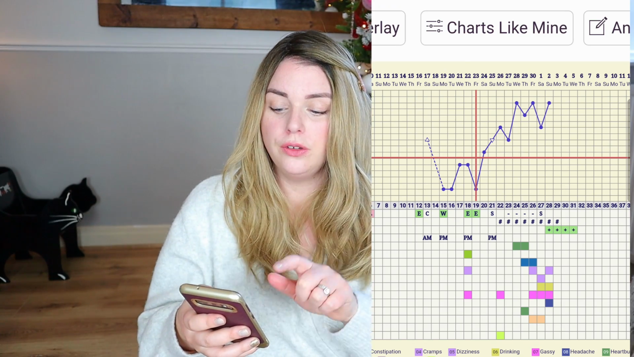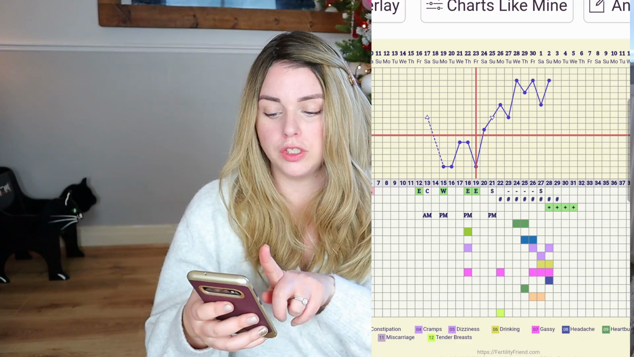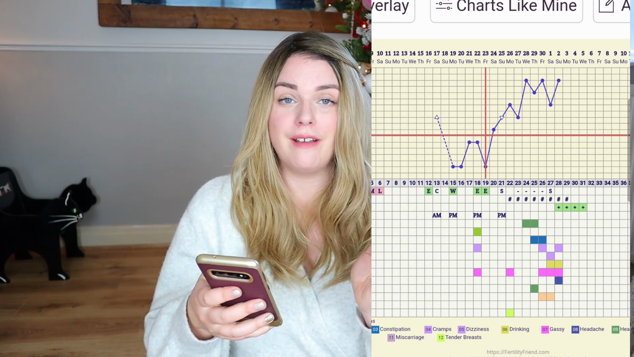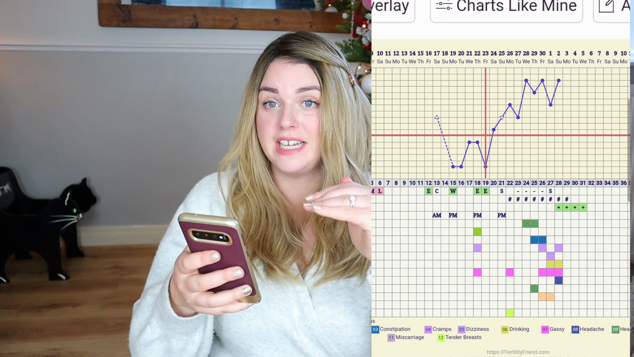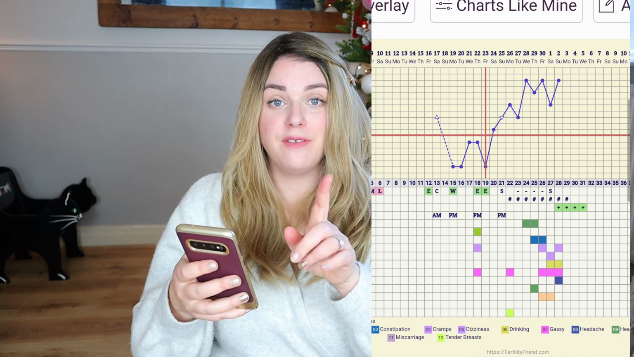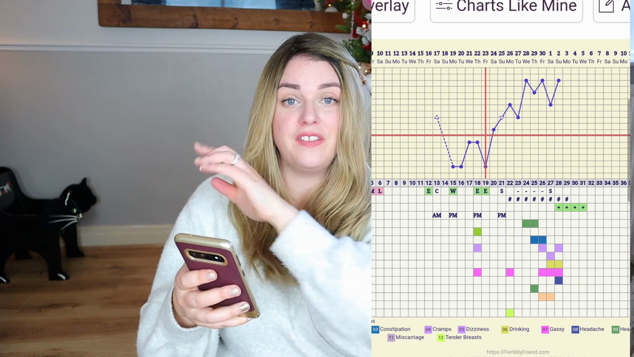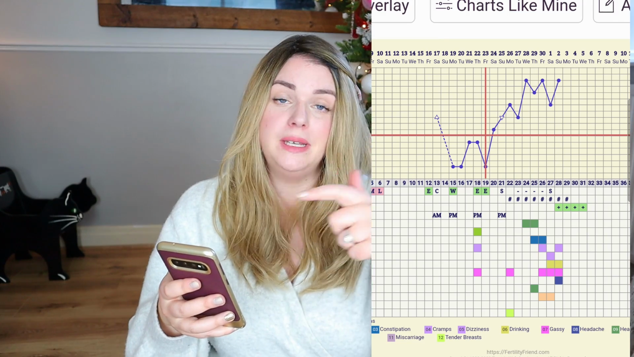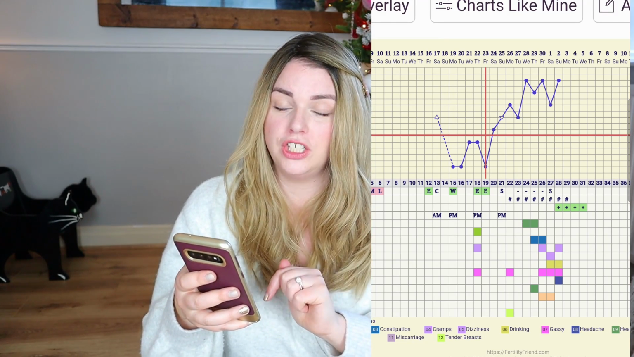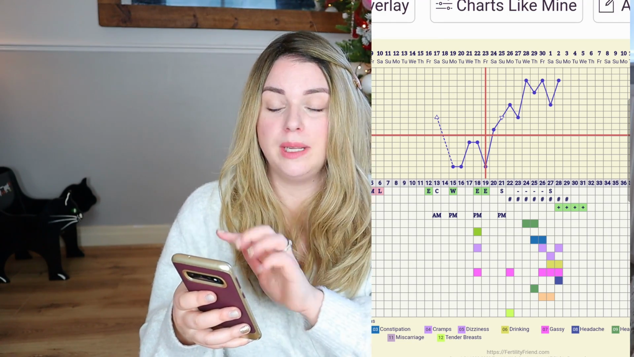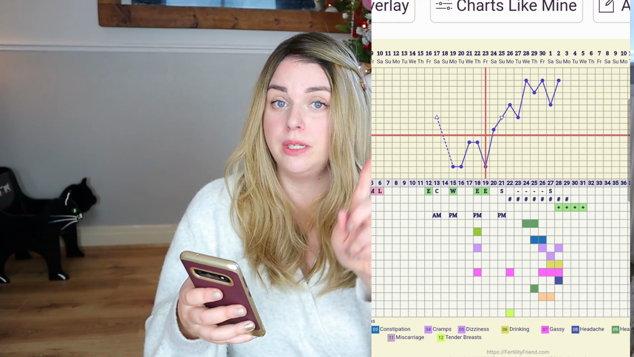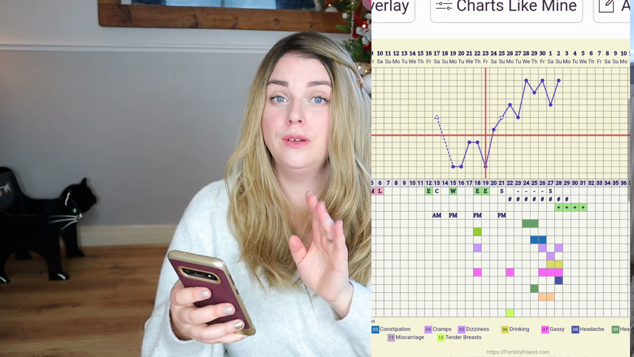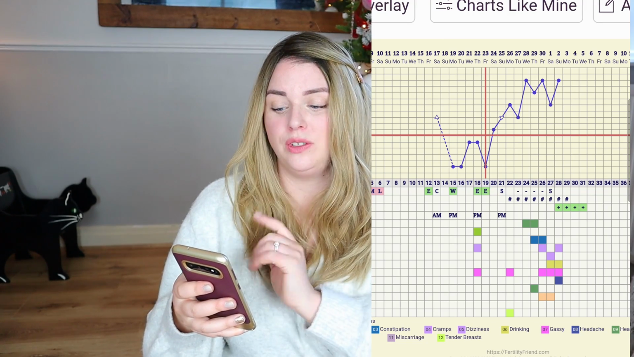So you can see there's a big red cross on the screen. And before that red cross, the temperatures are lower down, the numbers are lower. And then after that red cross, you can see that the line goes up. That means my temperature has gone up after ovulation. Fertility Friend will put in what they call crosshairs, those red lines, for you so you know exactly when you have ovulated.